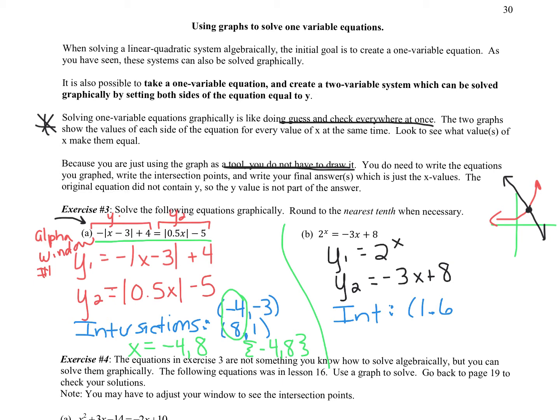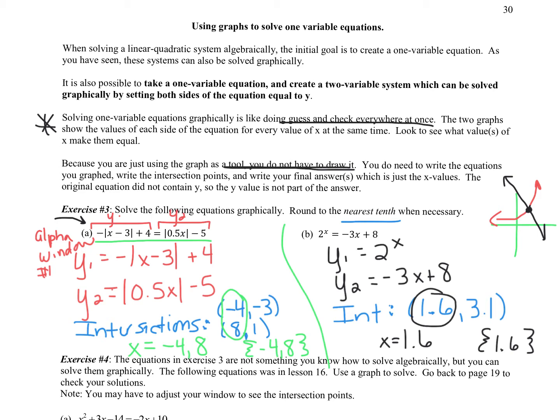So that intersection point, if I do my second calc intersect, to the nearest 10th, this is a rounded answer, is 1.63. So that means the answer, if I solve this equation to the nearest 10th, is x equals 1.6. If I was going to put it in the roster notation, I would just put 1.6.